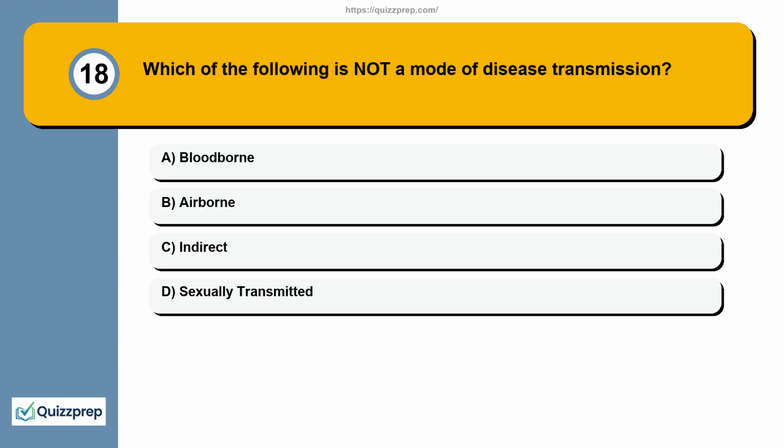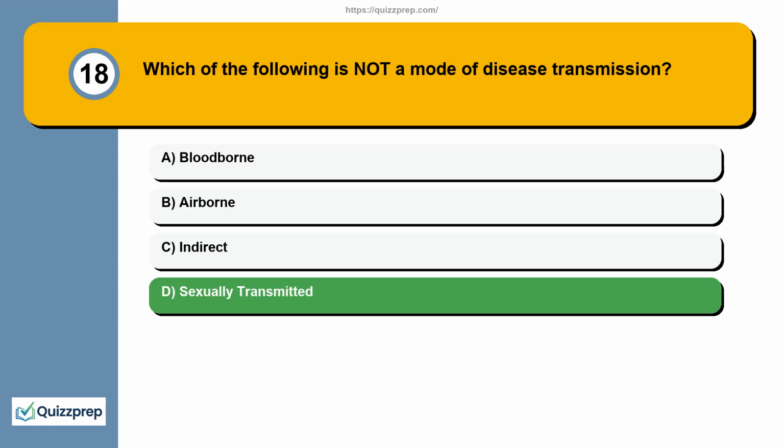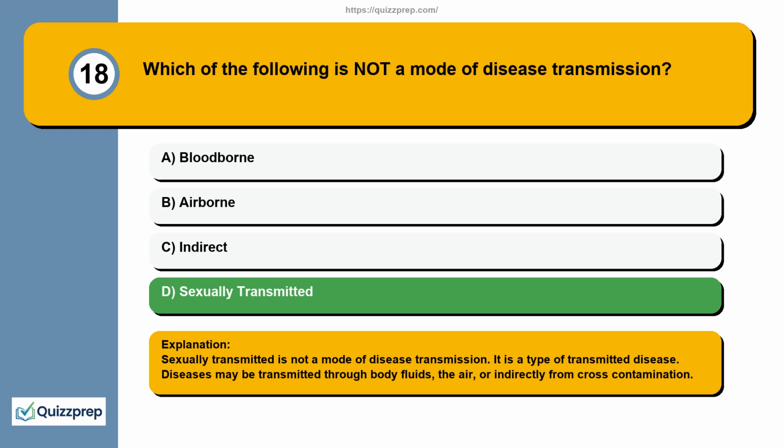Question 18. Which of the following is not a mode of disease transmission? Bloodborne, airborne, indirect, sexually transmitted. Sexually transmitted is not a mode of disease transmission. It is a type of transmitted disease. Diseases may be transmitted through body fluids, the air, or indirectly from cross-contamination.